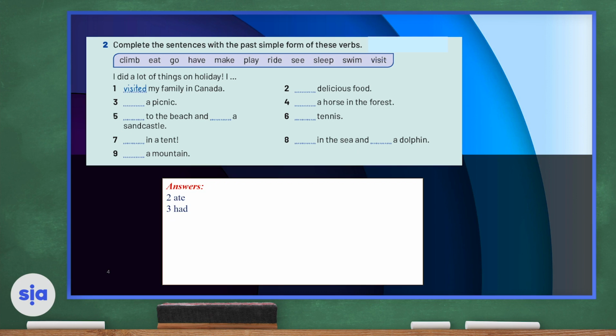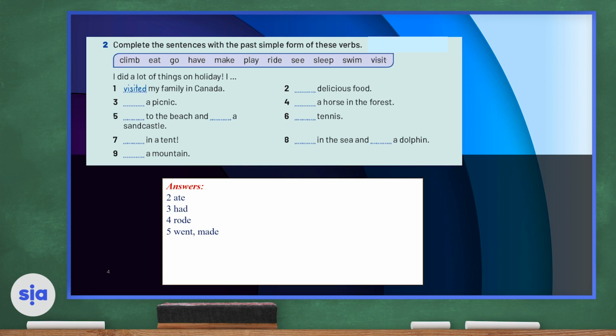Let's go to number 4. Blank a horse in the forest. So we say, I rode a horse in the forest. Number 5 has 2 blanks, so pay attention. I blank to the beach and blank a sand castle. So we can say, I went to the beach and made a sand castle.